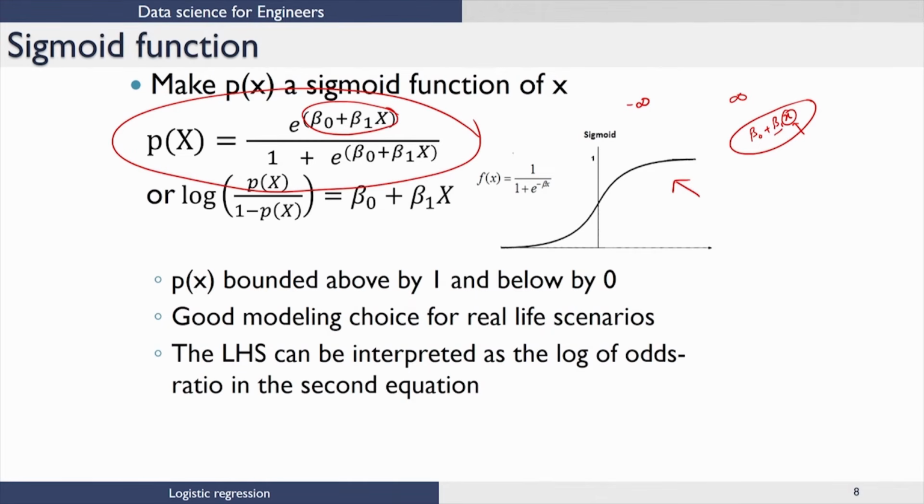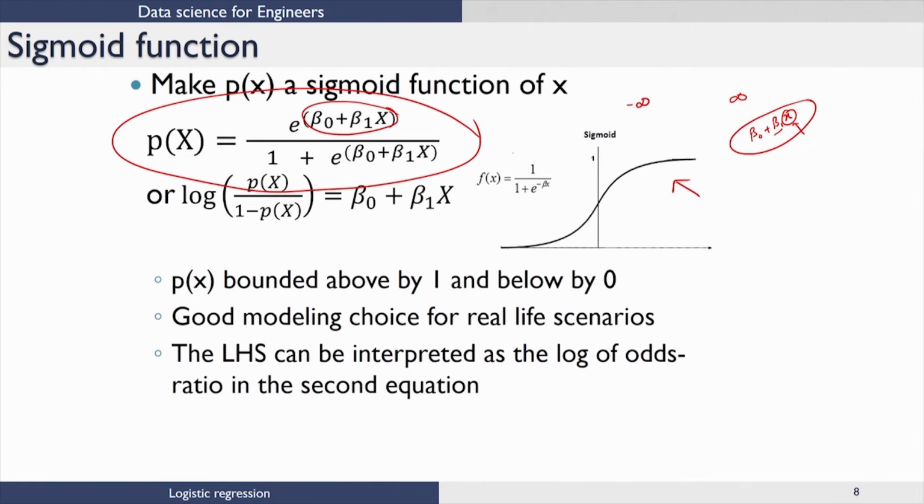So, we will see what happens to this function when beta naught plus beta 1 x is minus infinity. You would get e power minus infinity divided by 1 plus e power minus infinity, or you can just think of this as minus a very large number. In that case the numerator will become 0 and the denominator will become 1 plus 0. So, on the lower side this expression will be bounded by 0. Now, if you take beta naught plus beta 1 x to be a very large positive number, then the numerator will be a very large positive number and the denominator will be 1 plus that very large positive number. So, this will be bounded by 1 on the upper side.